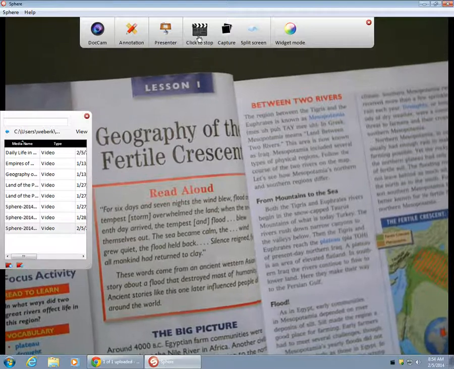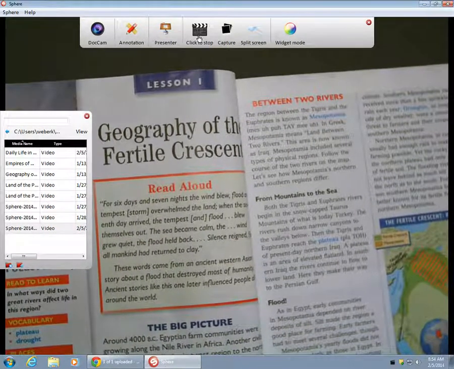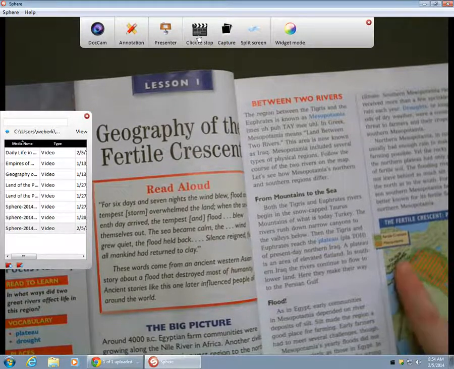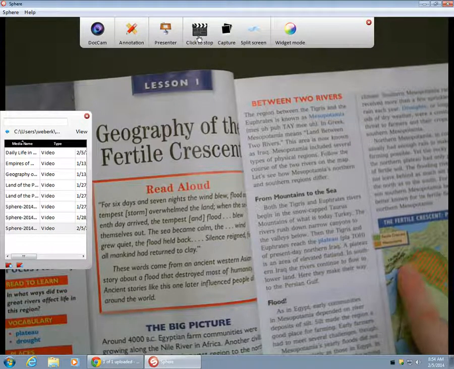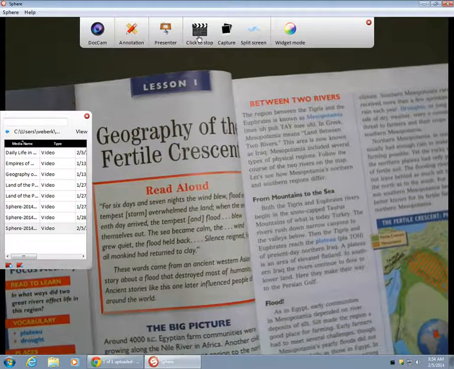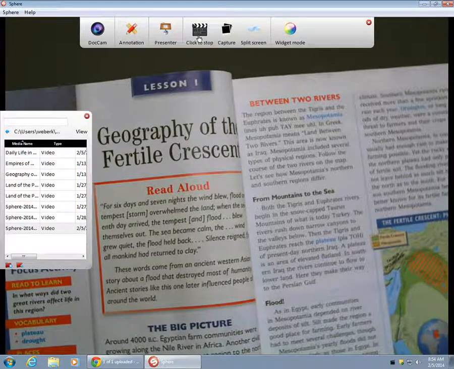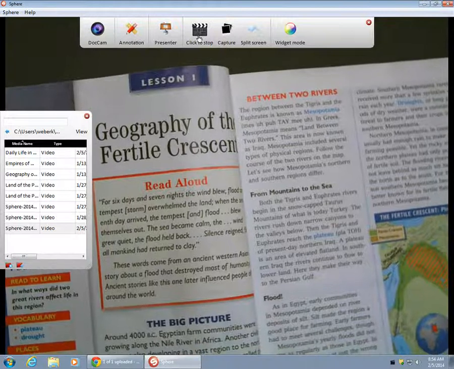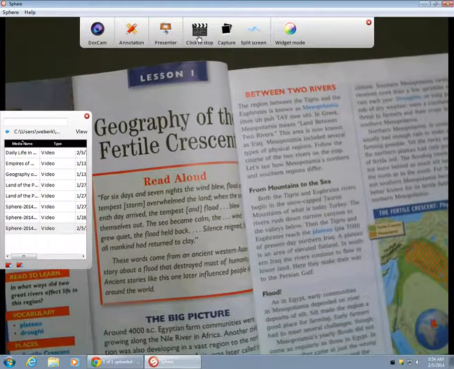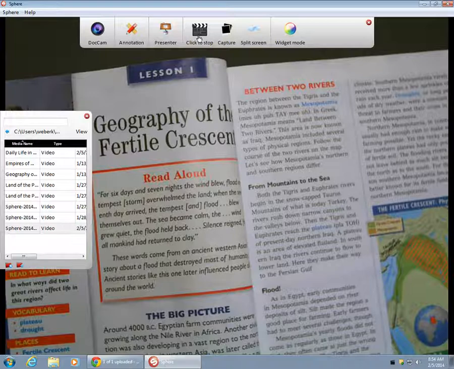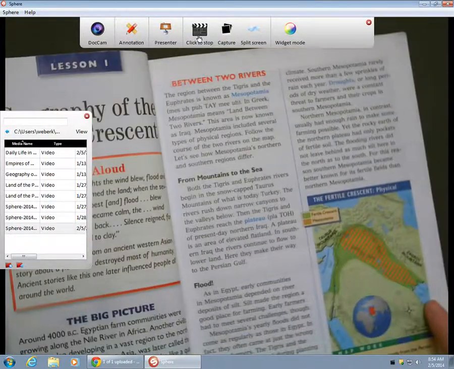From mountains to sea. Both the Tigris and Euphrates rivers begin in the snow-capped Taurus Mountains of what is today Turkey. So again, it starts here. Both rivers start in the Taurus Mountains, in present-day Turkey. The rivers rush down the narrow canyons to the valley below. Then the Tigris and Euphrates reach the plateau of present-day northern Iraq. A plateau is an area of elevated flatland. In southern Iraq, the rivers continue to flow to the lower land. Here they make their way to the Persian Gulf. So we talked about the Persian Gulf, which is right over here.